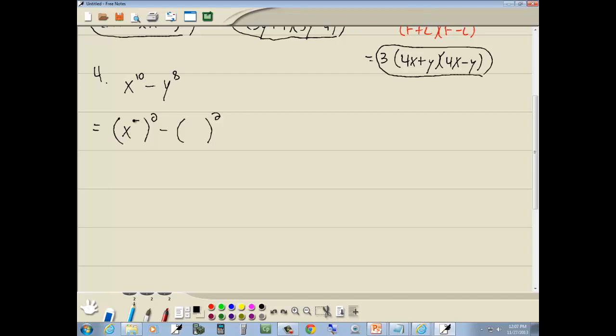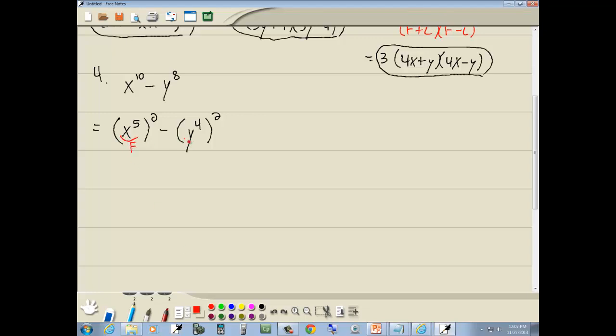x to the 5th. Now a very easy way you can determine that is you take whatever powers are here, which is the 10, divide by the 2. 10 divided by 2 gives you 5. Now over in this one, 8 divided by 2 gives you y to the fourth. Now we were able to write it as something squared minus something else squared.